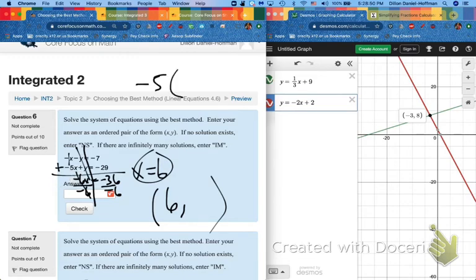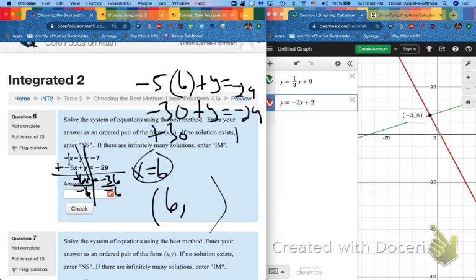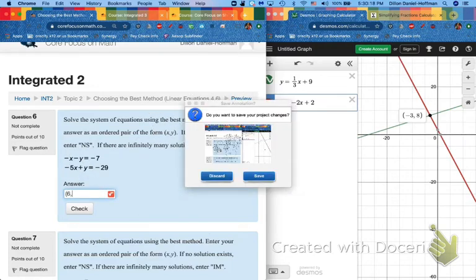So negative 5, x is 6, plus y is negative 29. I'm just copying this equation down here. Negative 5 and 6 make negative 30, plus y is negative 29. Now I can just add 30 to each side. Negative 29 plus 30 is 1. Let's check it real quick. Negative 6 minus 1 is negative 7, and negative 30 plus 1 is negative 29. Perfect. 6, comma 1. Little elimination.